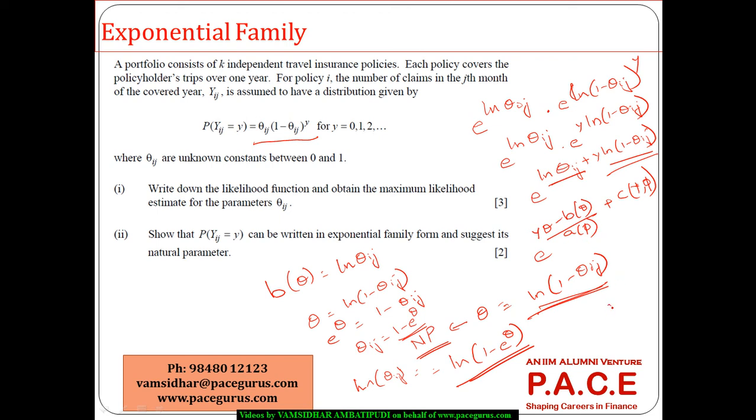Now a of phi, I'll call phi equal to 1, so a of phi is also 1. And c of y comma phi, I can make it a non-existing one. So probably I can think of log 1 minus theta ij as the natural parameter theta for this exponential family of distribution.